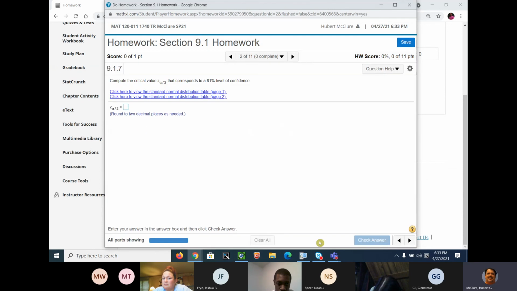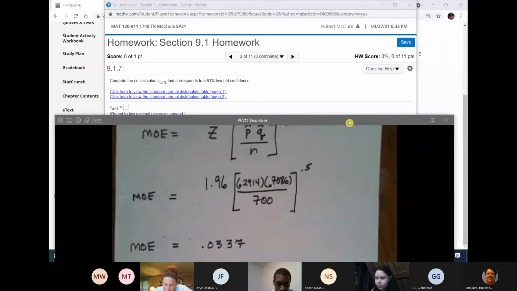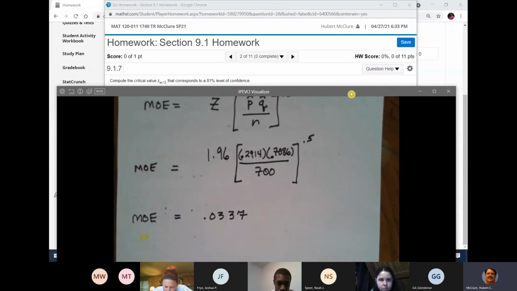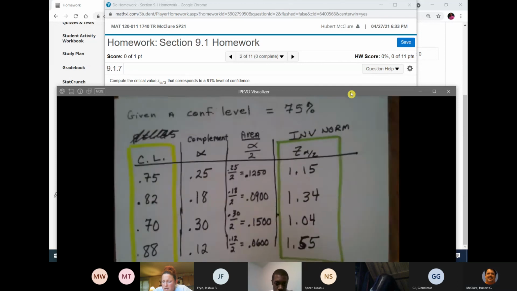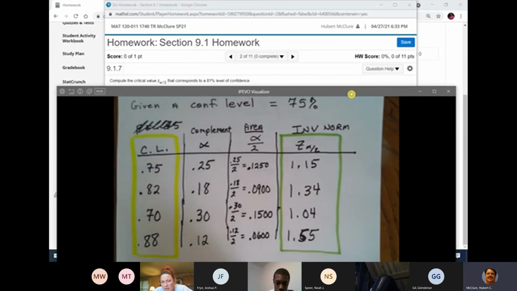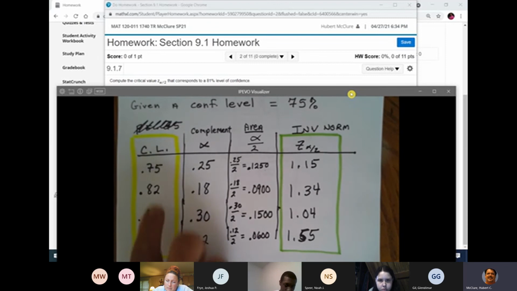All right. So I'm going to pull up my handy dandy whiteboard. And look at there. 81. Did we do 81? I can't remember. No, we did 82. So you got to do 81. What does it say? It says compute the critical value. And what does it give you? It gives you the Z that corresponds to 0.8100. So these are the ones we did before.